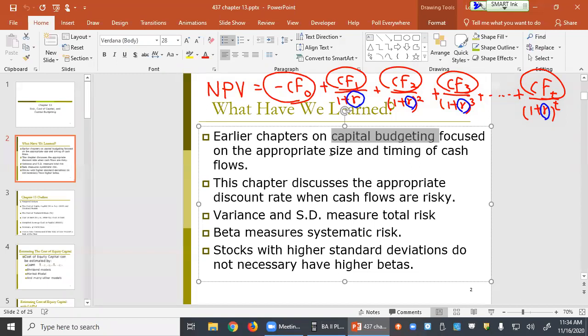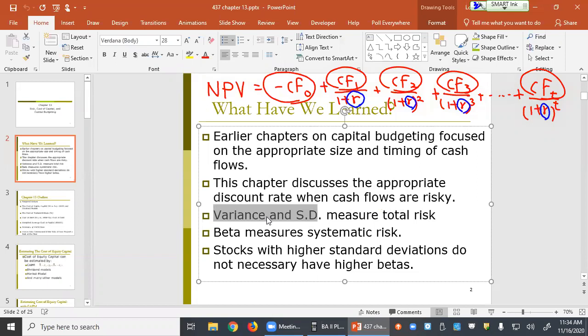And what else have we also learned? We have reviewed that variance and standard deviation measure total risk, right? There are different kinds of risk, so we use different statistics to measure different risks. To measure total risk, we can use either variance or standard deviation. Well, standard deviation is preferred. Standard deviation is just the square root of the variance.